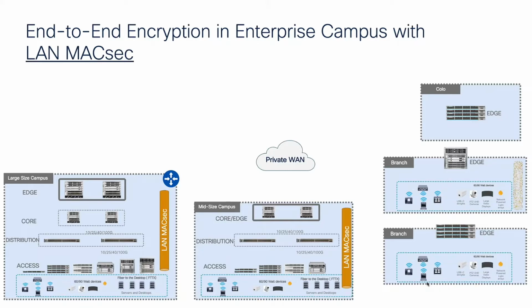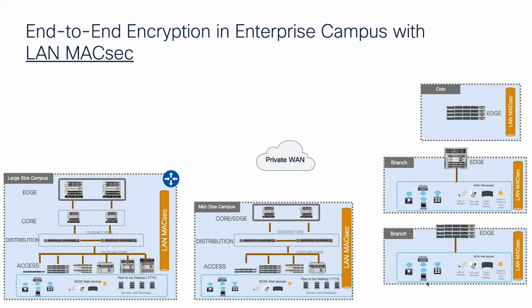We have been shipping LAN MACsec for a very long time, many years. We already support this across our entire Catalyst 9000 switching family. You can encrypt end to end, all the way from access to the core to the edge. And obviously, this is a layer 2 technology. It encrypts at the MACsec layer, at the data link layer.